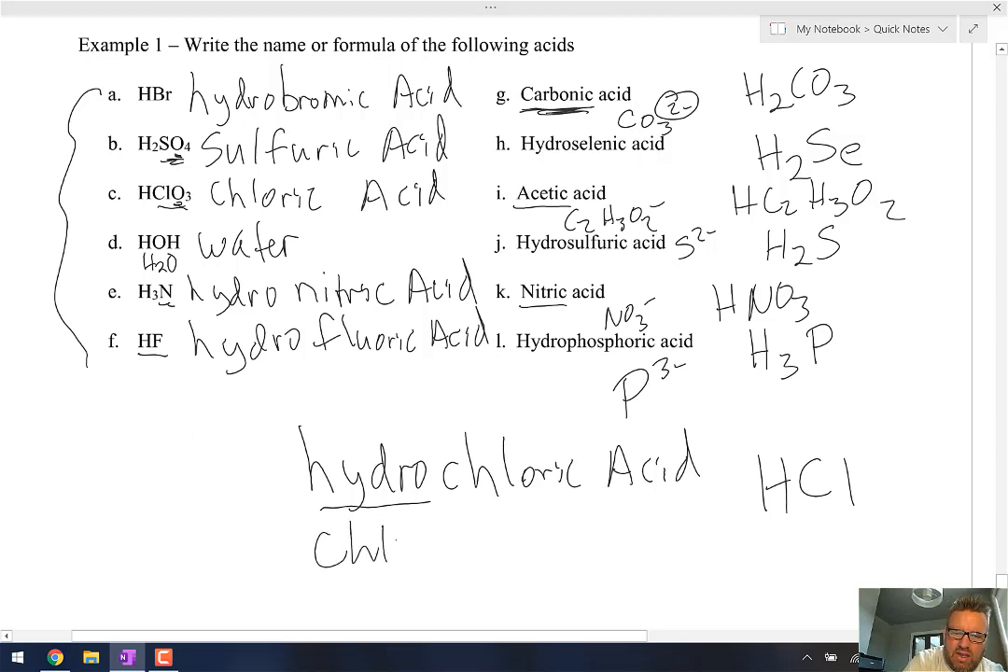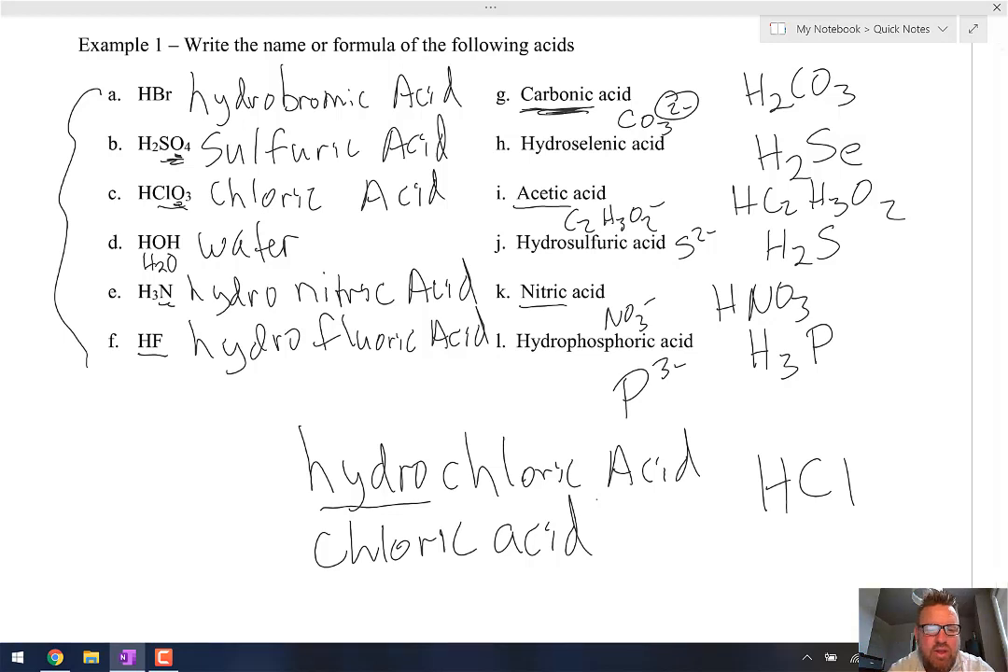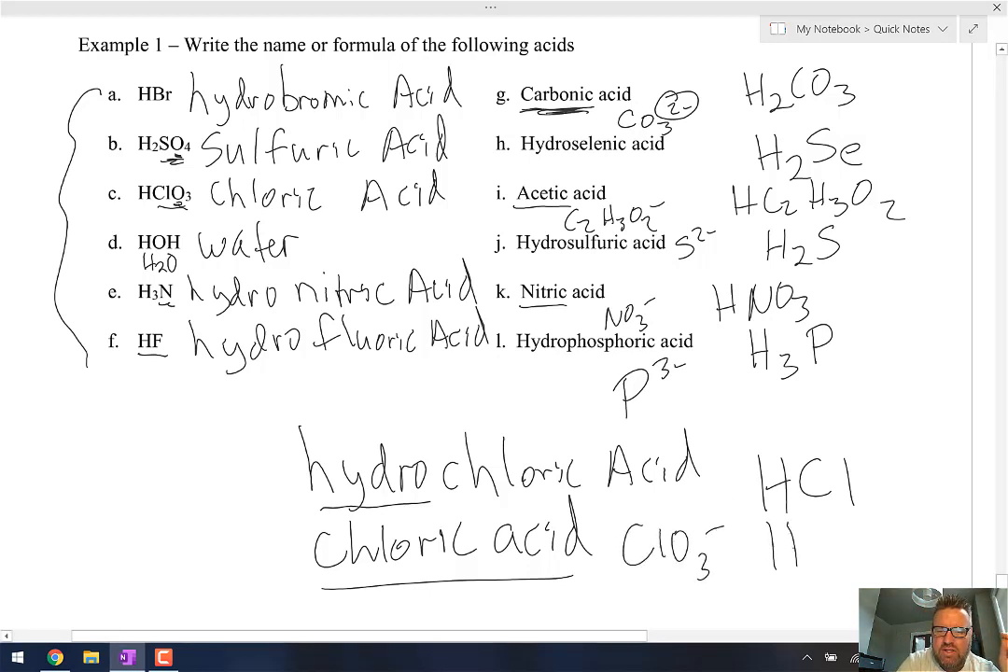And this is a good example of why that's important, because hydrochloric acid, as we just said, was HCl. Because it has a hydro in the front, if we go to the periodic table, it has to be chlorine. But chloric acid does not have hydro in the front, which means it has to be one of our polyatomic ions. So chloric acid came from chlorate, and chlorate is ClO3 minus. So then chloric acid is HClO3. And that is how you take the name of an acid and turn it into a chemical formula.